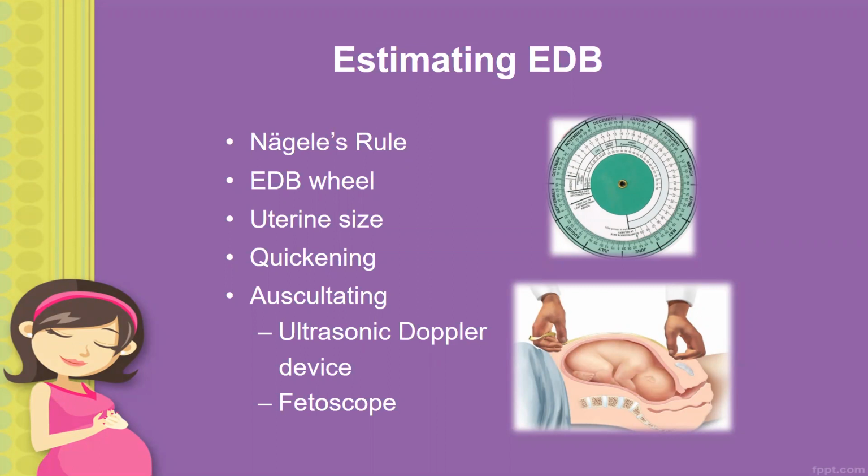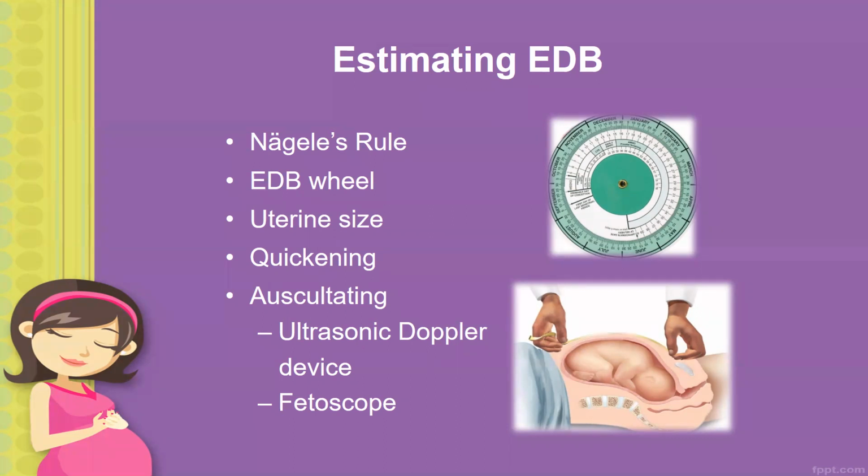Quickening is the first movement that mom starts to feel or perceive as fetal movements. This normally occurs about 20 weeks of pregnancy, but it can be noticed earlier, about 13 to 16 weeks, especially if they've had a pregnancy before.